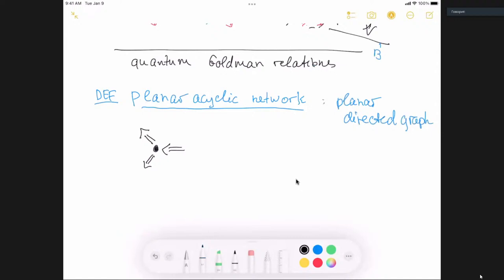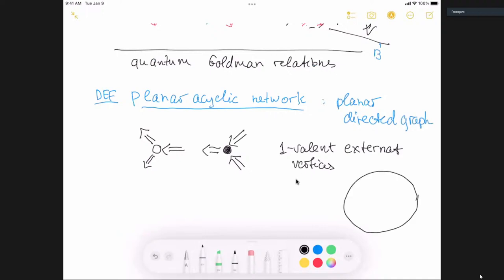No, vice versa. So this will be a white vertex in my notation. And black is such that it has two incoming arrows and one outgoing. And also it has some one-valent external vertices that we don't draw, such that we can draw it on a disk, where all these external vertices are on the boundary.